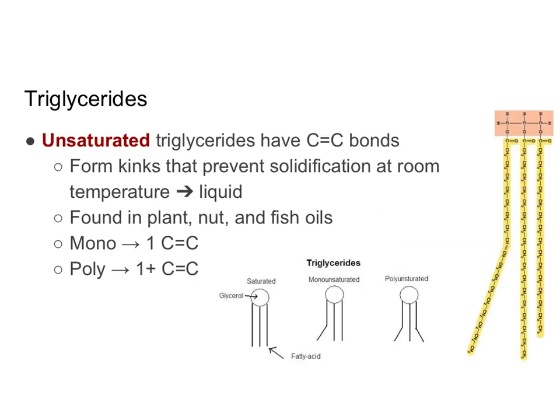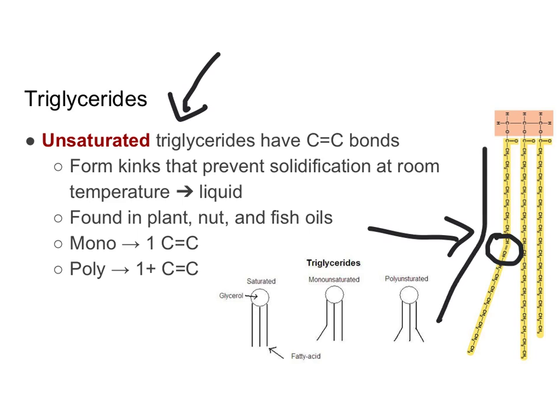The second type of triglyceride is an unsaturated triglyceride. And this is a type of triglyceride that in one of the fatty acids, there is at least one double bond. So if you see right here, can you see how this carbon-carbon bond is actually a double bond? And I want you to notice where that double bond is. It introduces a kink or a bend in the fatty acid.